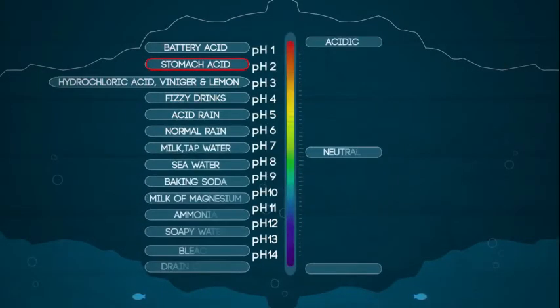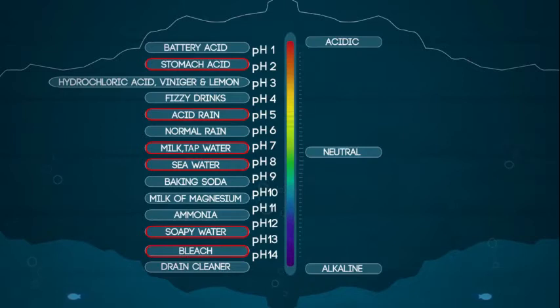Stomach acid is a strong acid with a pH of about 2. Acid rain has a pH of about 5.5. Milk is neutral with a pH of 7. Seawater is slightly alkaline. Soapy water is a strong alkaline. And bleach is a really strong alkaline with a pH of 13.